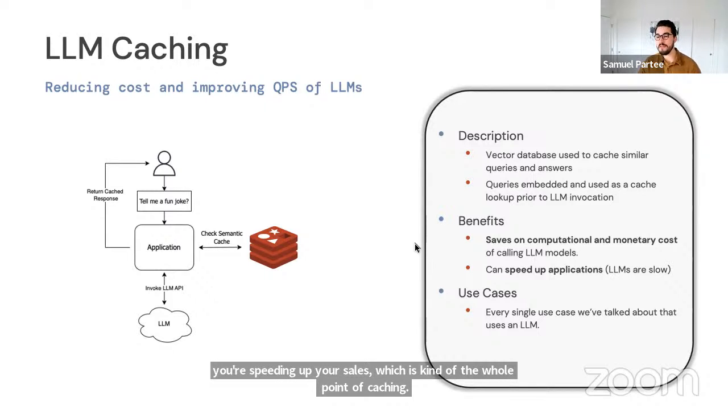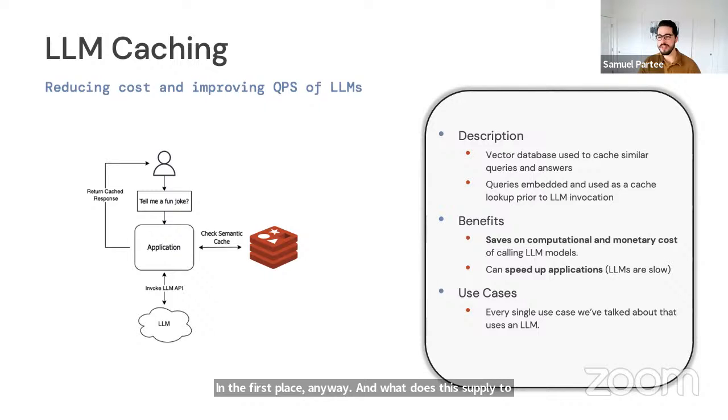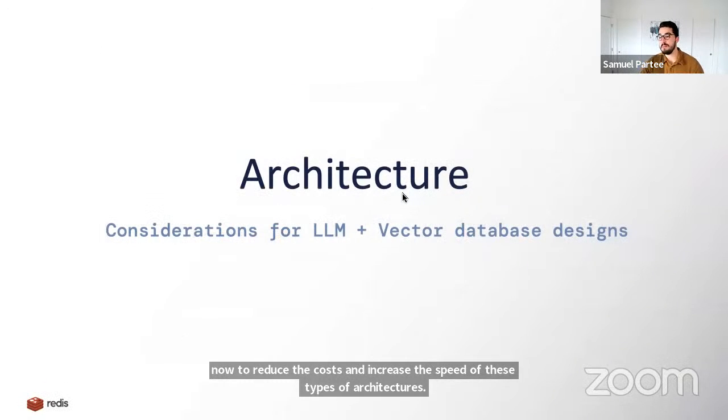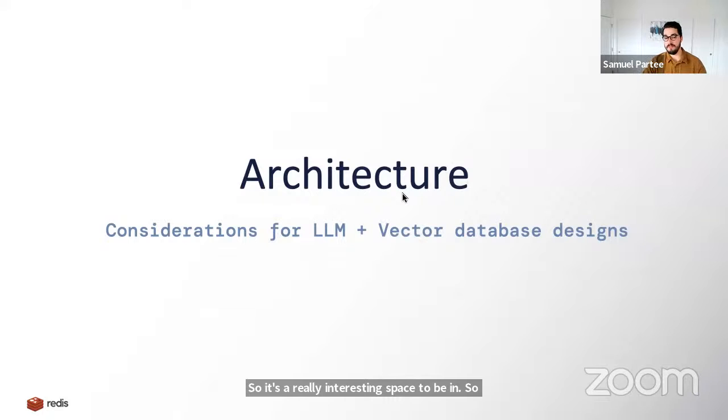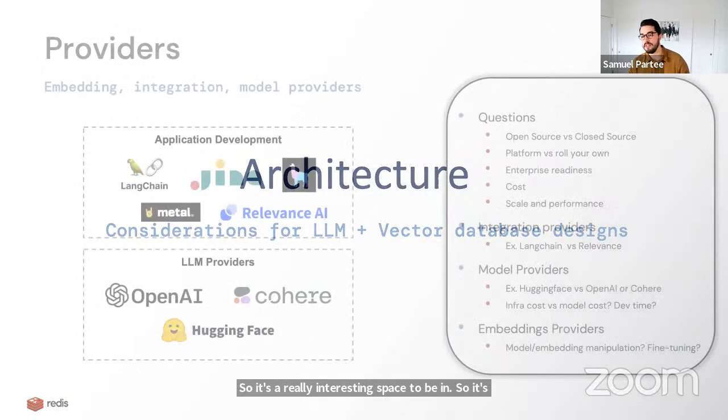Well, pretty much every single LLM use case, which is actually really nice, because there's a huge need right now to reduce the costs and increase the speed of these types of architectures. So it's a really interesting space to be in. So let's, speaking of which, talk about some architectures that we've seen. And these are just some considerations.